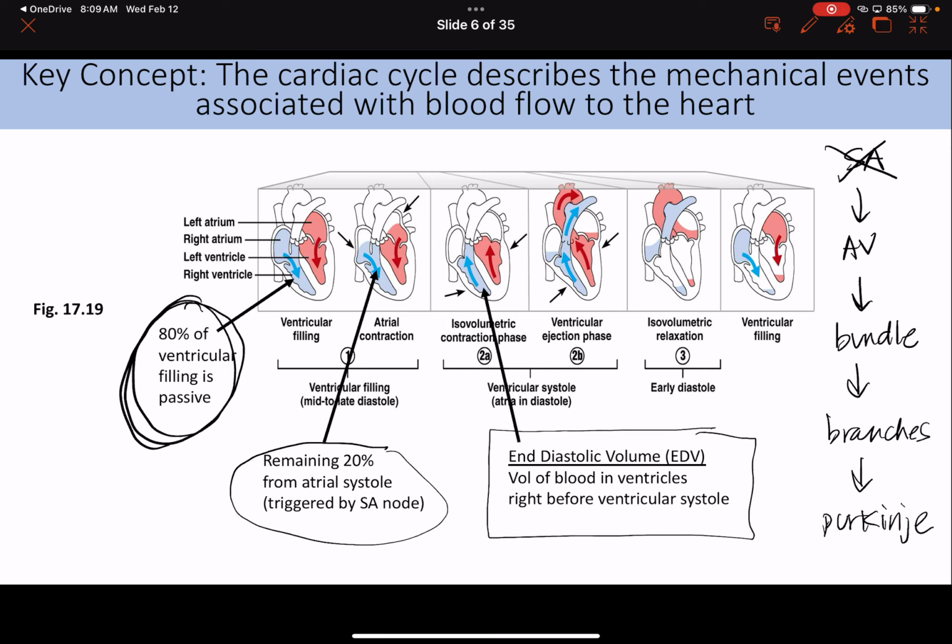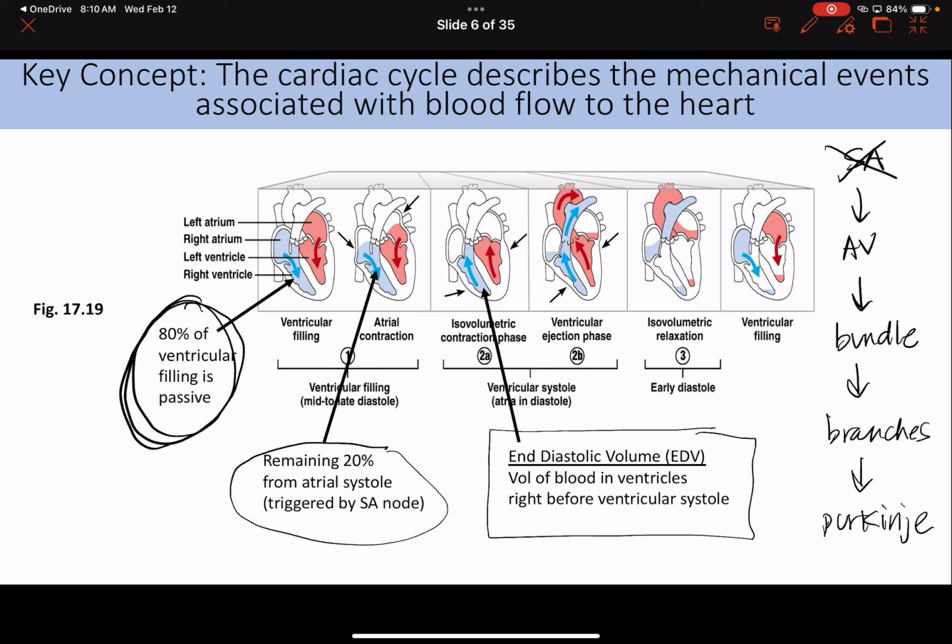EDV stands for the end diastolic volume. So it's the ending volume after diastole. So after we're done relaxing and the ventricles have filled up, what is the maximum filling that we have of those ventricles? What's the volume that we have to be able to eject out of the heart when it's time for systole? That's our end diastolic volume. How much have we filled up those ventricles? Okay, so the volume of blood in ventricles right before we eject, or right before ventricular systole.